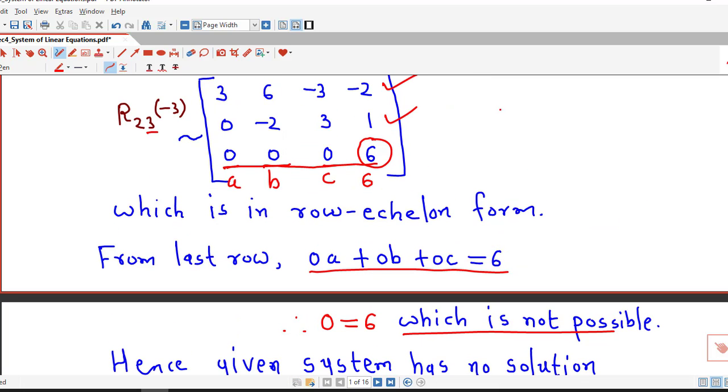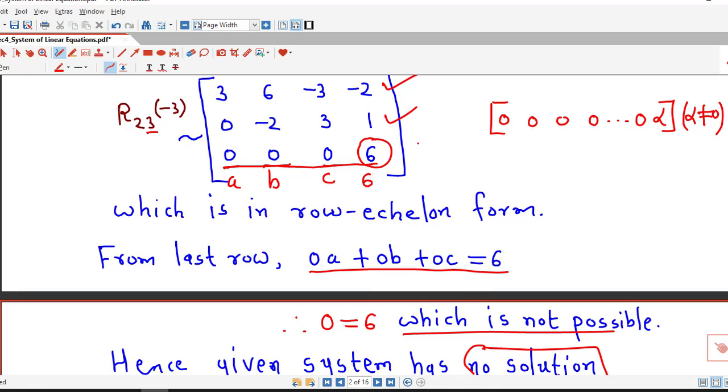As we have discussed, if we have this type of row in row echelon form, where the last entry is non-zero and all other entries are 0, then the system has no solution. So here the last row is in this form. We can see the last entry is 6, which is non-zero, and all other entries are 0. Therefore this system has no solution.